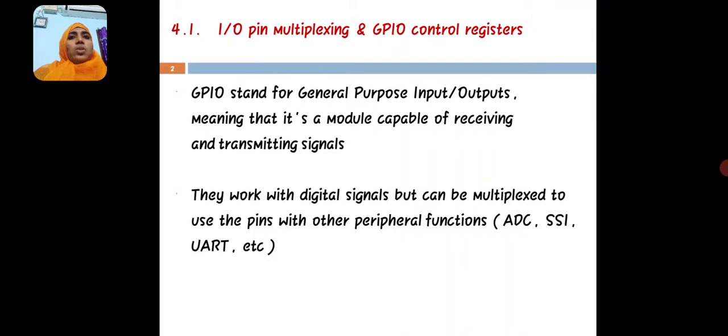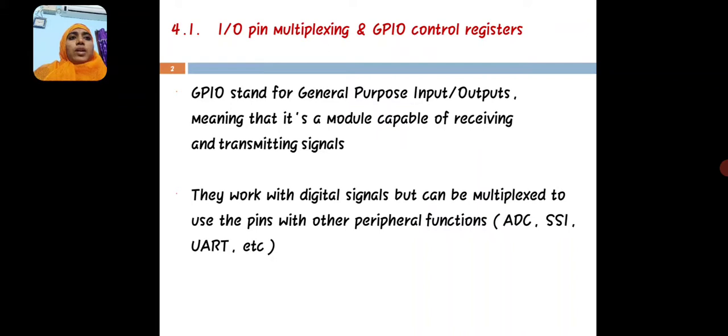In the 123 and 129 processor, we have different types of system peripherals like GPIOs, GPTs, hibernation module, watchdog timers, etc. In this video lecture, I am going to explain what the GPIO control registers are and what is meant by multiplexing. They work with digital signals but can be multiplexed to use the pins with other peripherals. It is used in two modes, port mode and alternative mode.